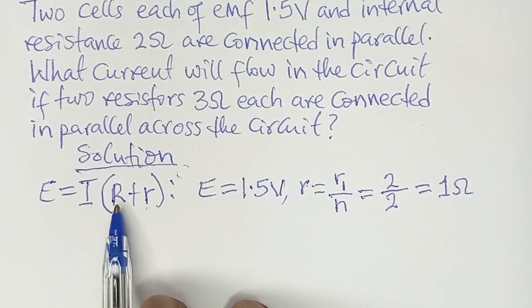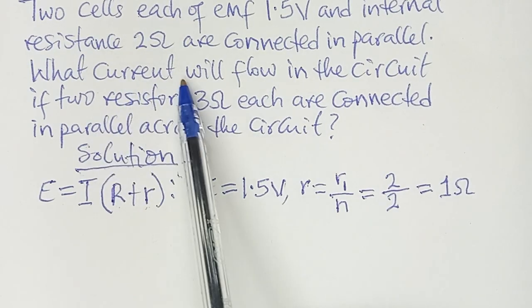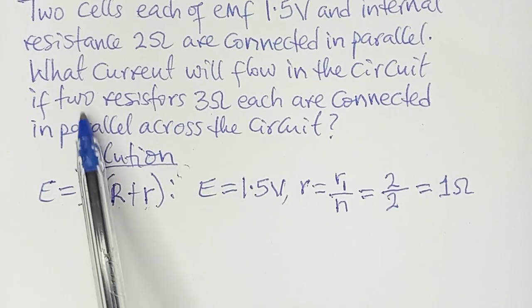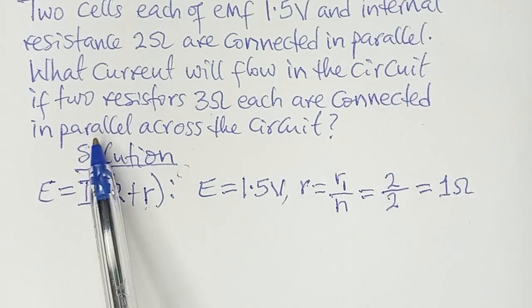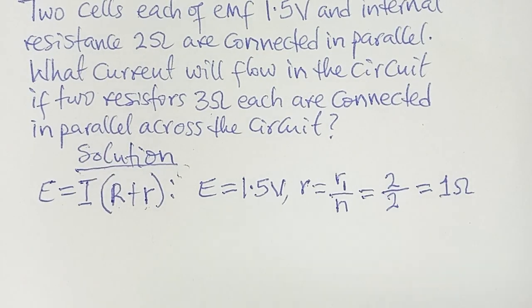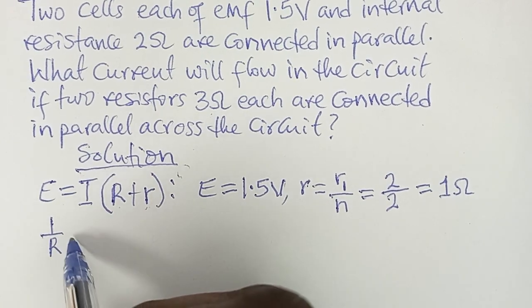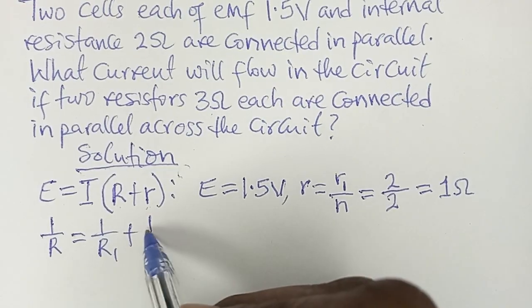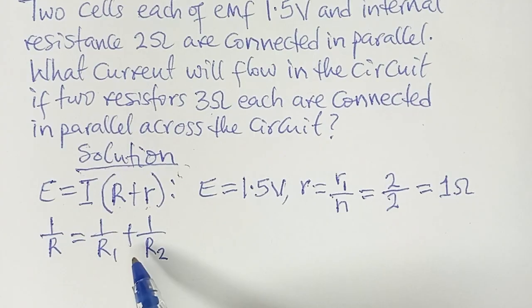Finally, we go to the effective external resistance. Don't forget the external resistors here are 3 ohm, and there are 2 of them, connected in parallel. When resistors are connected in parallel, we can use this parallel formula that says 1 over R is equal to 1 over R1 plus 1 over R2. We can use this formula to find the effective external resistance, the value of R.